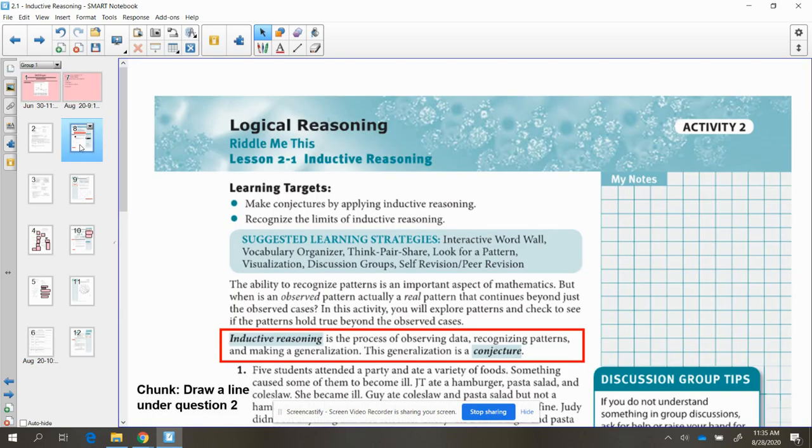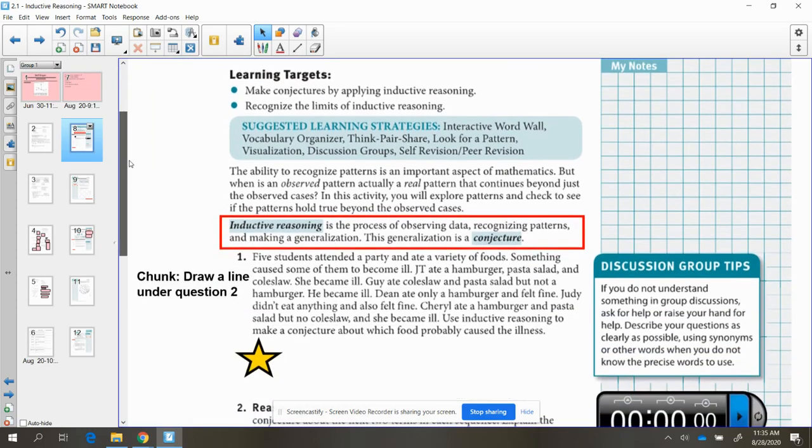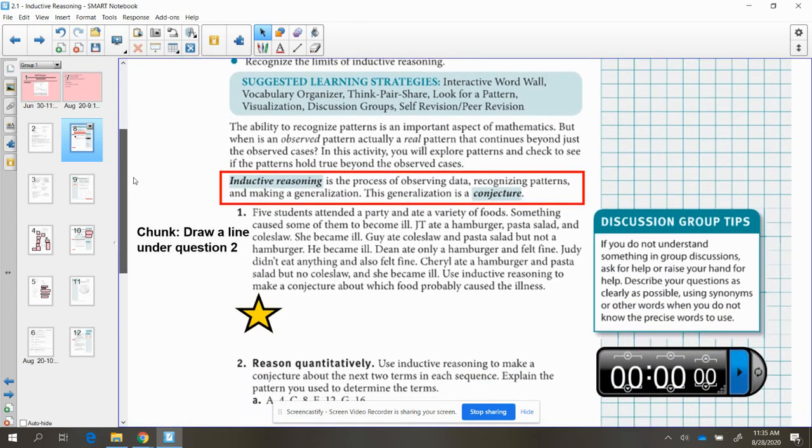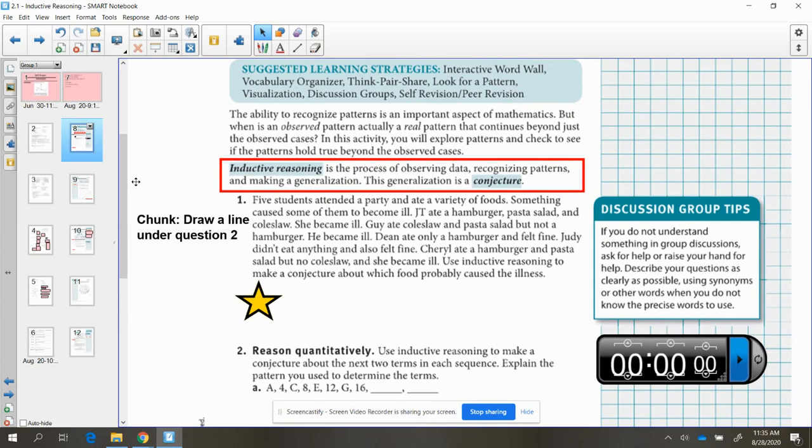Now, the big vocab word of the day that you are going to see on here is inductive reasoning. Inductive reasoning is the process of observing data, recognizing patterns, and making a generalization that we call a conjecture. So basically, we do inductive reasoning all day, every day.